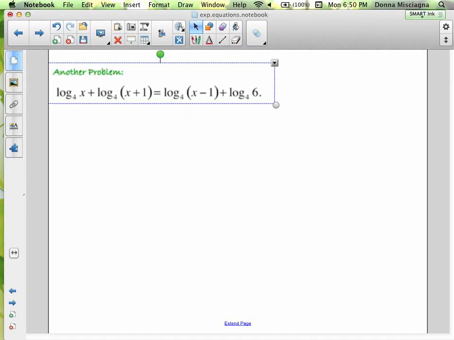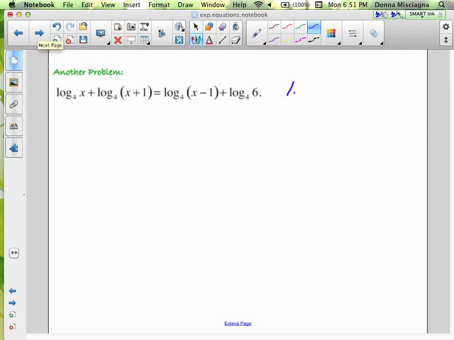And there we are. This was the last one in your notes, by the way. So we have log base 4 of x plus log base 4 of x plus 1 equals log base 4 of x minus 1 plus log base 4 of 6. And you might think, oh, this is so complicated. But it's really not.